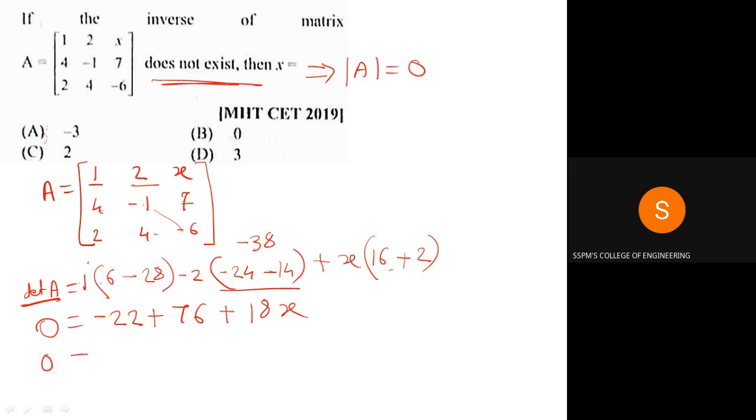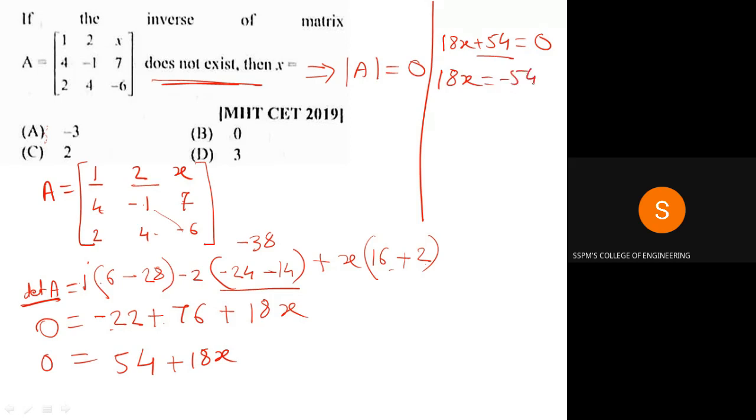So this example we have to solve. So minus 22 plus 76. What is minus 22 plus 76? It is 54. Okay, plus 54 plus 18x. So we'll solve here. We have found 18x plus 54 is equal to 0. So if we take this plus 54 to the right side, it becomes 18x is equal to minus 54. And x is equal to minus 54 divided by 18. So x is equal to minus 3. So this is the correct option. Minus 3 is the correct option.